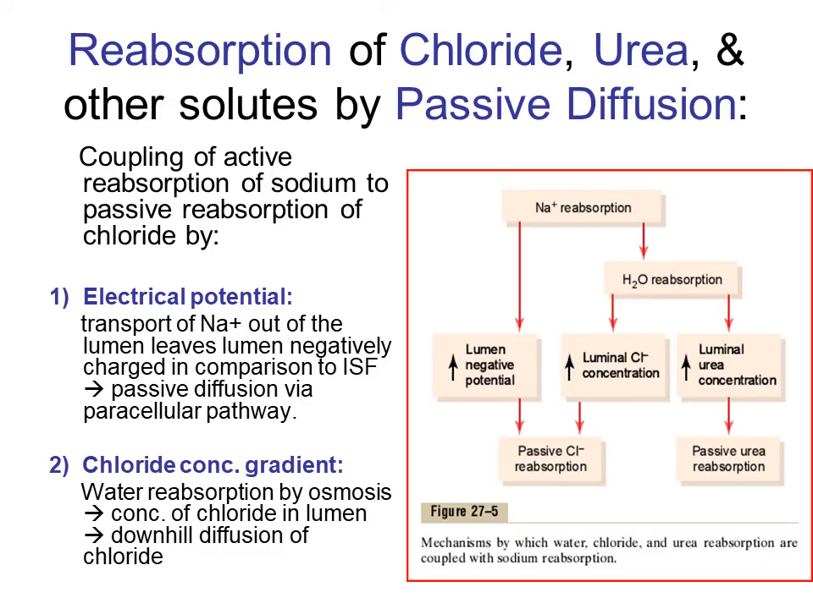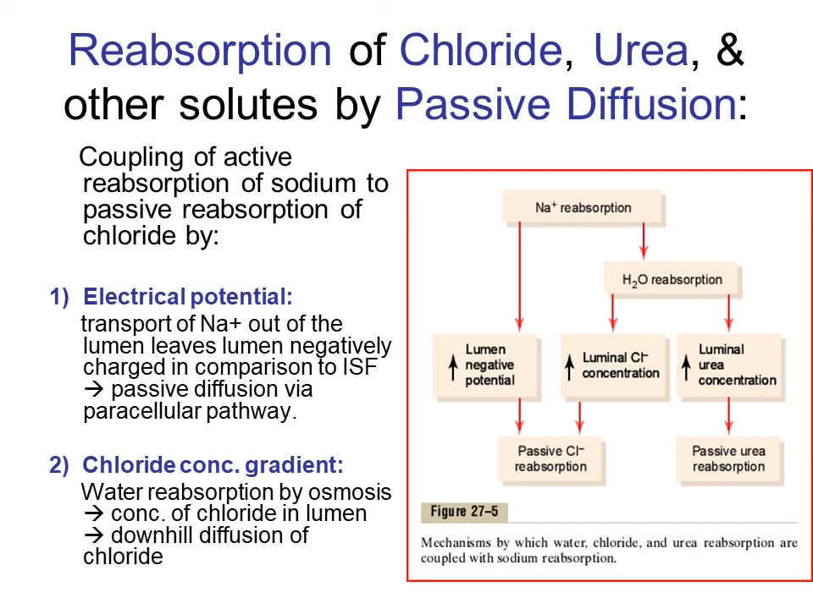Reabsorption of chloride and urea and some other solutes by passive diffusion. When sodium is reabsorbed through the tubular epithelial cells, negative ions like chloride are transported along with sodium because of electrical potentials. That is, transport of positively charged sodium ions out of the lumen leaves the inside of the lumen negatively charged compared with the interstitial fluid. This causes chloride ions to diffuse passively through the paracellular pathway.